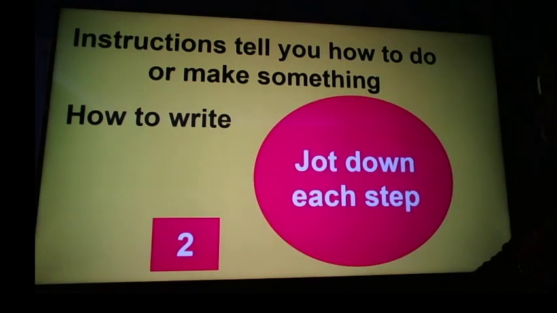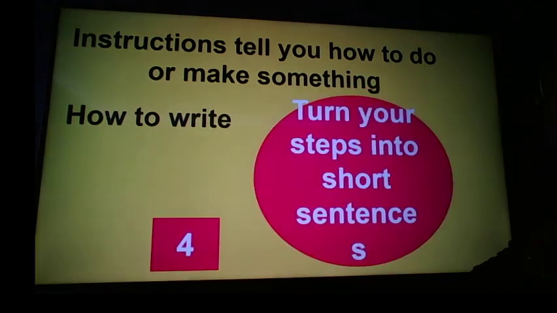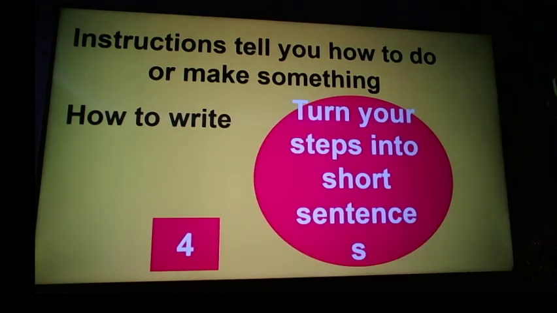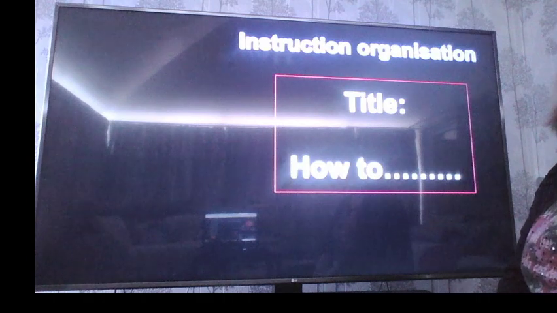For number two, jot down each step. When we use the phrase jot down, we mean write down. If you jot something, it's another word for write. So write down each step that you followed to do that cooking. And make a list of things you needed. That's your ingredients. And then turn your steps into short sentences, because that's how you get the piece of writing. And when you've done that, you will have some instructions.